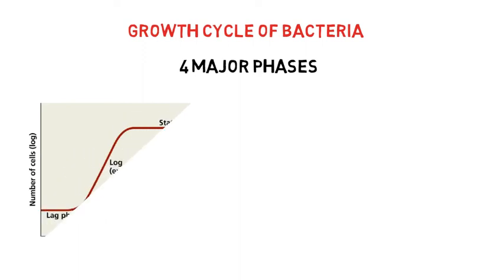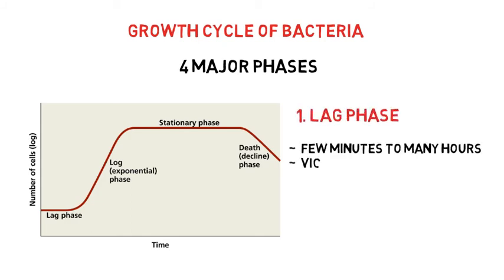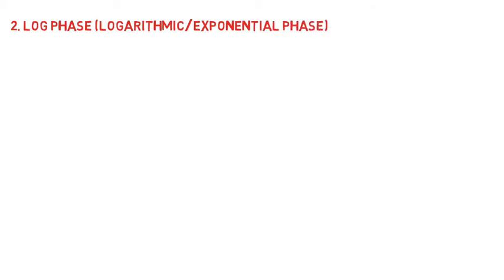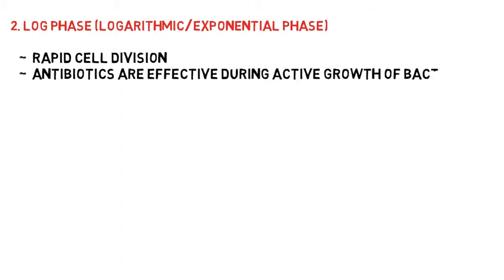Let's come to the growth cycle of bacteria that has 4 major phases. We'll see it through a graphical representation, where on the vertical axis we have the number of bacteria and on the horizontal axis we have time. Number 1 is the lag phase, during which vigorous metabolic activity occurs, but cells do not divide. In this phase, bacteria are actually preparing themselves for division. Number 2 is the logarithmic or exponential phase, in which rapid cell division occurs. Many antibiotics are effective during this phase.